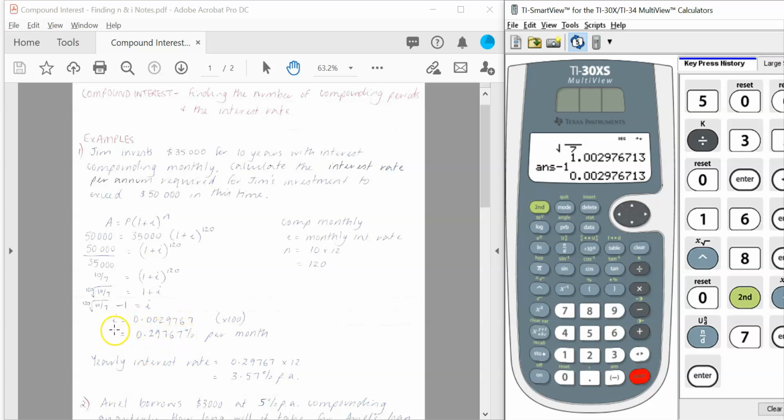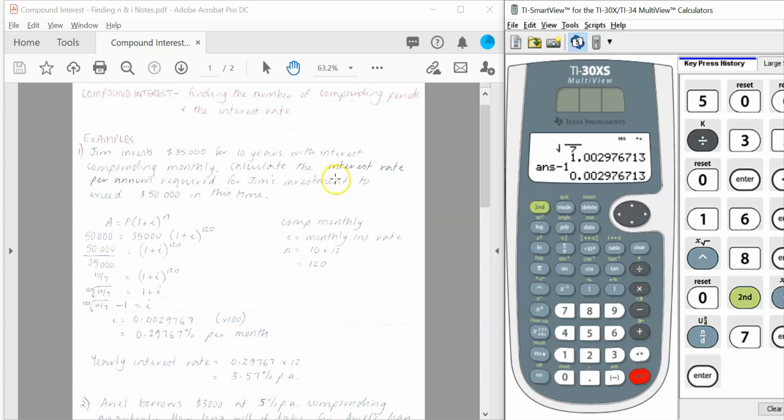Remember over here that we said I was the monthly interest rate, and we know that I is always as a decimal. So this value here that we've gotten from our equation is as a decimal. It's not as a percent yet. So I'm going to multiply it by 100 to convert it to a percent, and I'm getting 0.29767% per month.